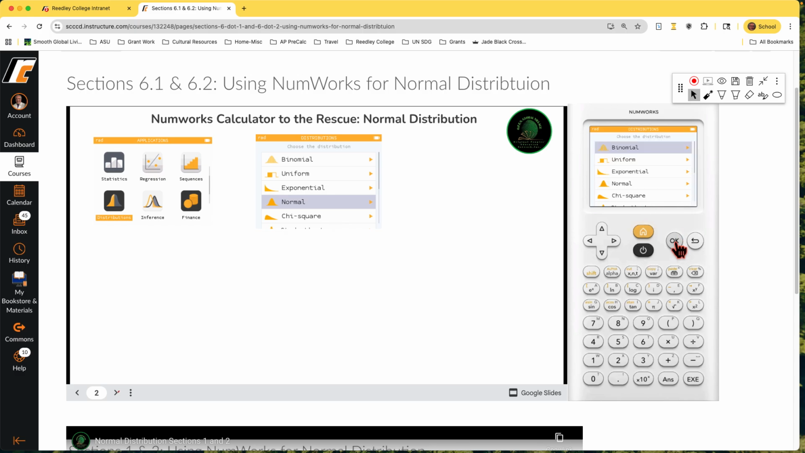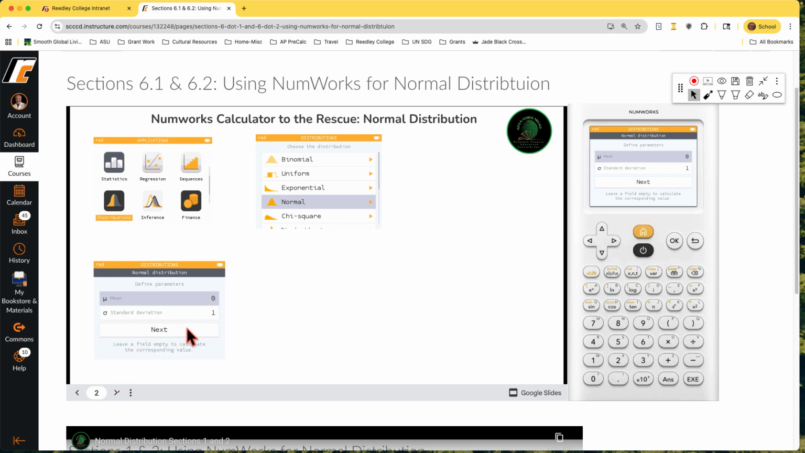Once we hit OK on distributions, remember we have all these choices. In chapter 5, we've been using the binomial, which is a discrete probability distribution. So the values were equal to 0, 1, 2, 3, 4, or 5 exactly, nothing in between. What we're doing today is the normal distribution, which is continuous, and so it can have all the values in between. So I'm going to go OK. And then for the standard normal, the first part of the homework, when it says standard normal, it means the mean is 0 and the standard deviation is 1.